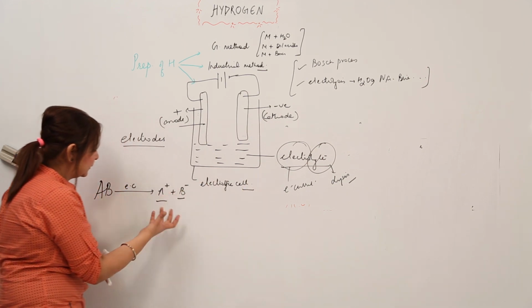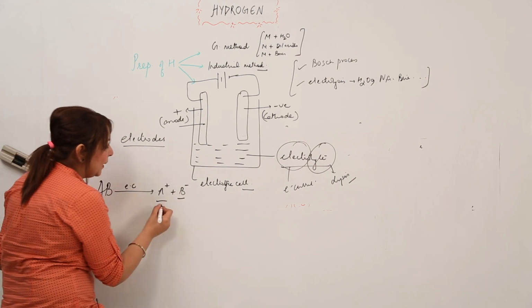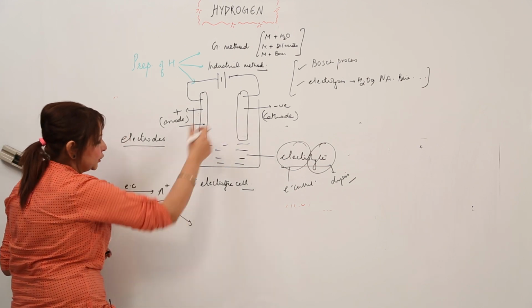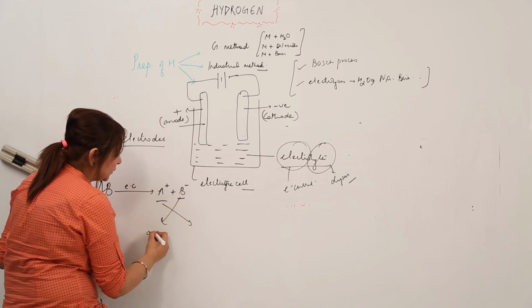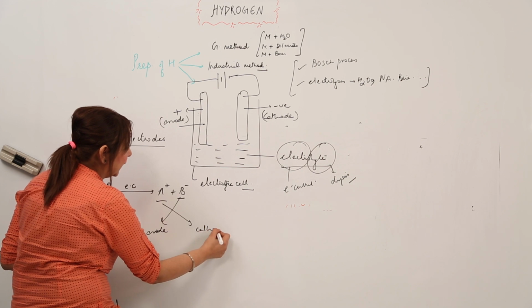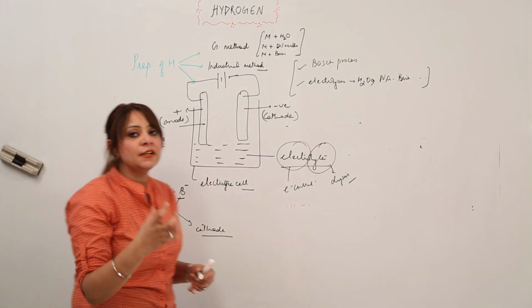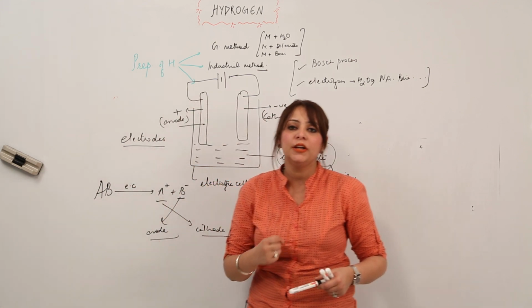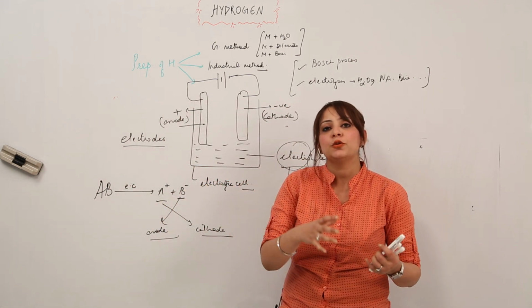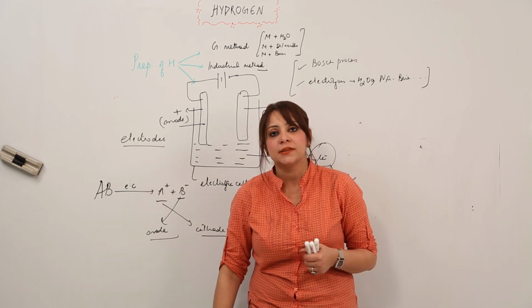And now I'm showing you what happens after these ions are formed. They migrate to the oppositely charged electrode. The negative ions will go to the positive electrode, that is the anode. The positive ions will go to the negative electrode, that is the cathode. And then specific reactions will occur at the anode and cathode, with respect to oxidation and reduction, right? So this is what is happening in electrolysis.